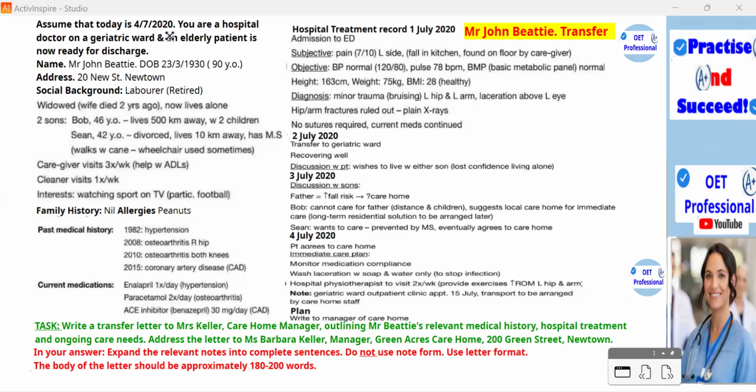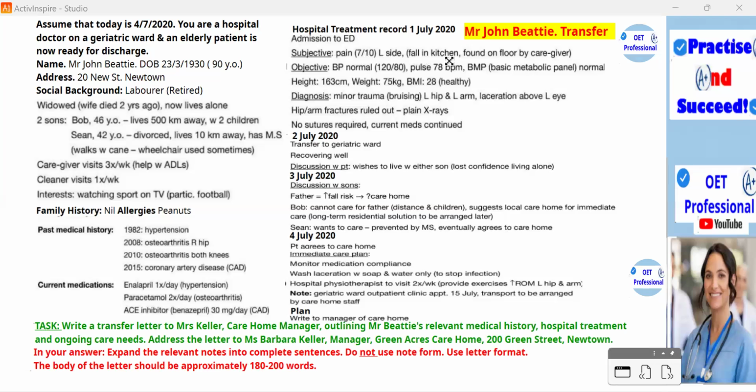Today is the 4th of July 2020. Current medications include enalapril once a day for hypertension, paracetamol twice a day for osteoarthritis, and ACE inhibitor benazepril 30 milligrams per day for the coronary artery disease. Hospital treatment record 1st of July 2020, 3 days ago. Admission to the emergency department. Subjective pain 7 out of 10 on the left side.